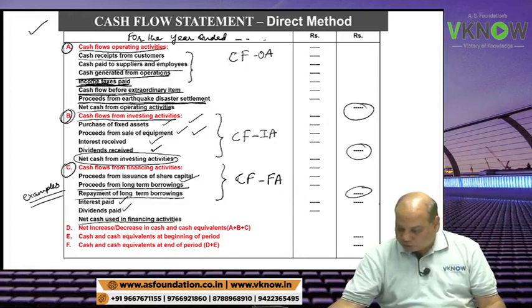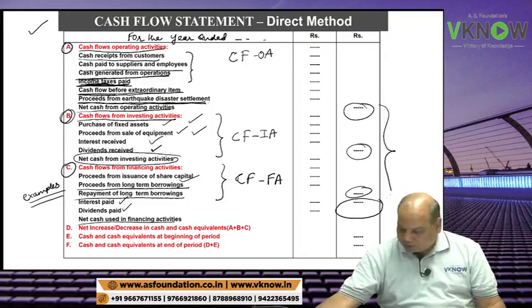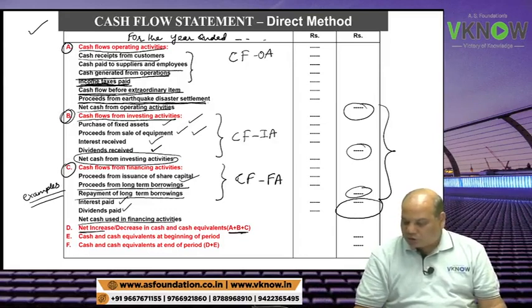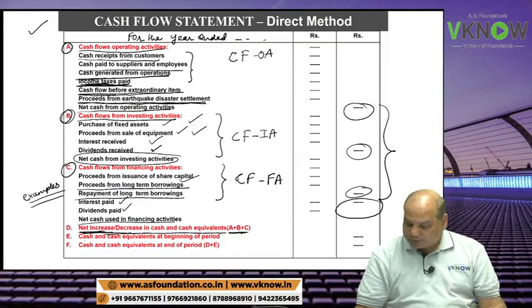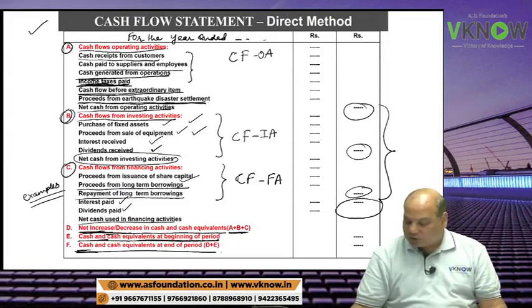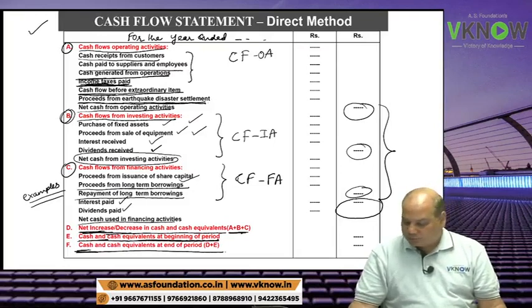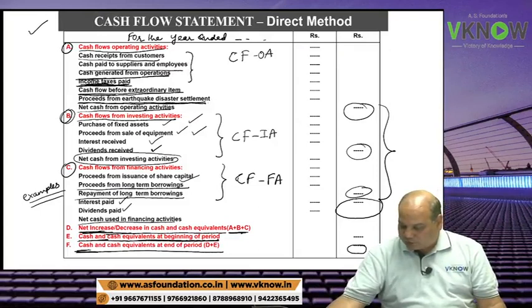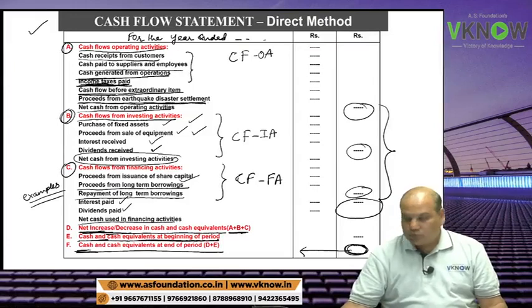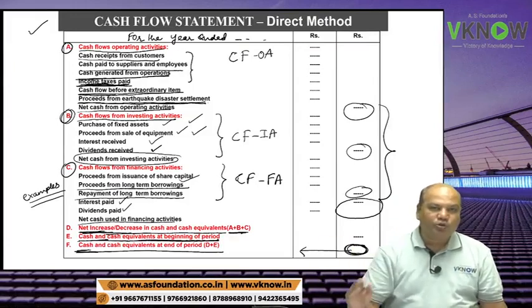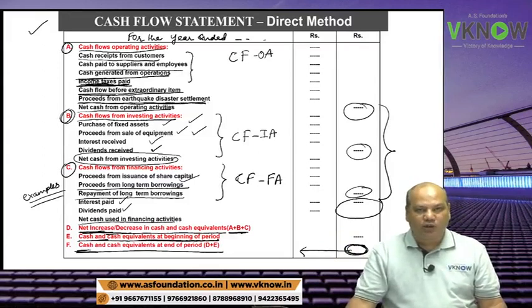After that, you will take the total. The total of A plus B plus C is called net decrease or increase in cash and cash equivalent. Add opening cash and cash equivalent, the cash and cash equivalent at the beginning, the opening balance. You will get cash and cash equivalent at the end of the period. So this is your final figure. And if the closing balance sheet is given to you, this total should match with your closing balance sheet cash and cash equivalent. If it does not match, then something is wrong.